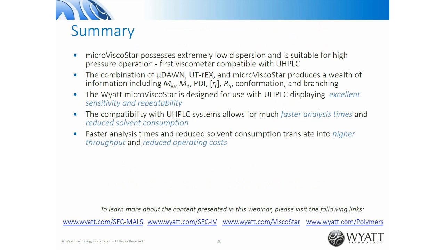So in summary, we're able to design this viscometer with very low dispersion and being able to withstand very high pressures. So it's really the first viscometer that's compatible for use with UHPLC. And the viscometer combined with the other microdetectors can produce a vast array of macromolecular parameters that are useful for analysis. And it can do so with excellent sensitivity, repeatability, accuracy, and precision. And since all these detectors can be used with the UHPLC, you get reduced analysis times and reduced solvent consumption, which translates into higher throughput and reduced operating costs.